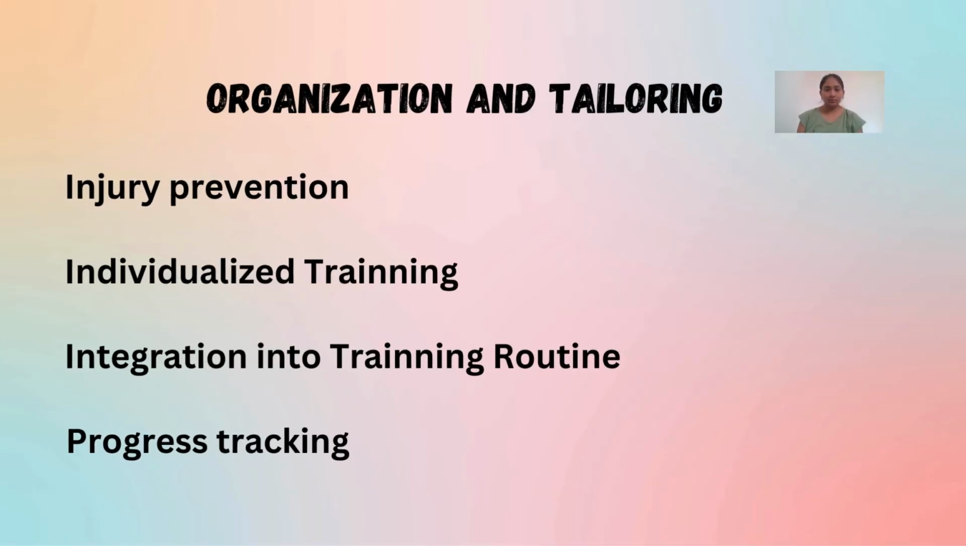Organization and tailoring. First is injury prevention. Identifying limitations in shoulder external rotation helps in preventing injuries related to overuse or improper biomechanics during cricket action. Second is individualized training. Based on the assessment results, players with limited external rotation can undergo targeted stretching and mobility exercises to improve shoulder flexibility.